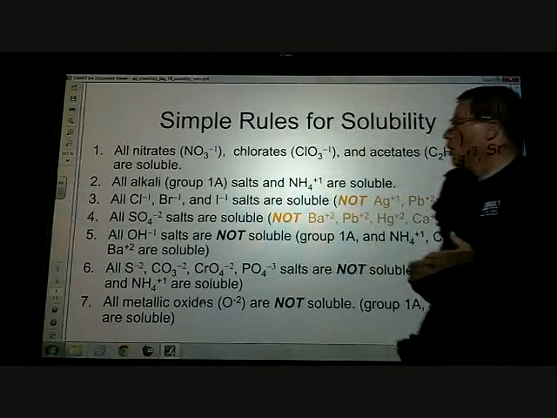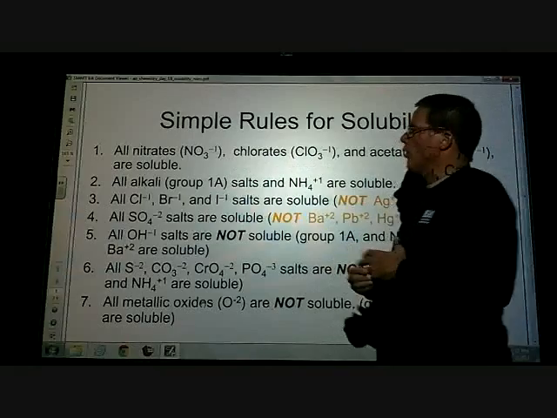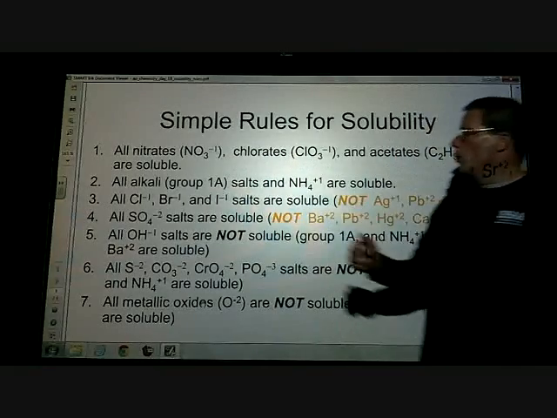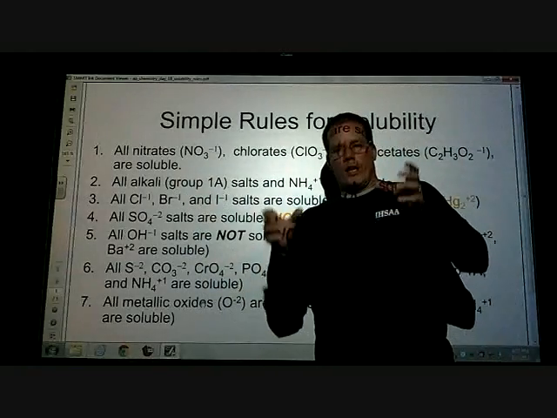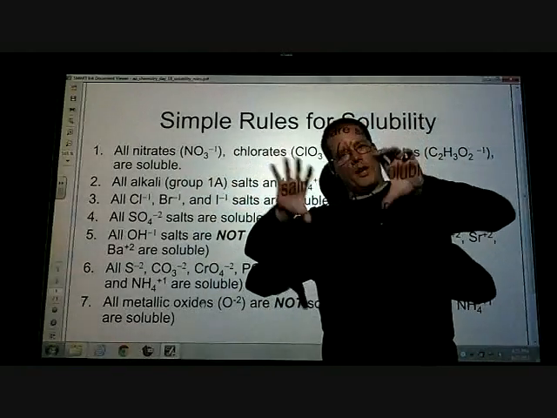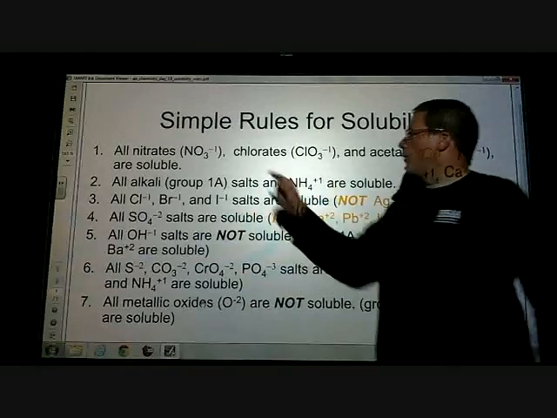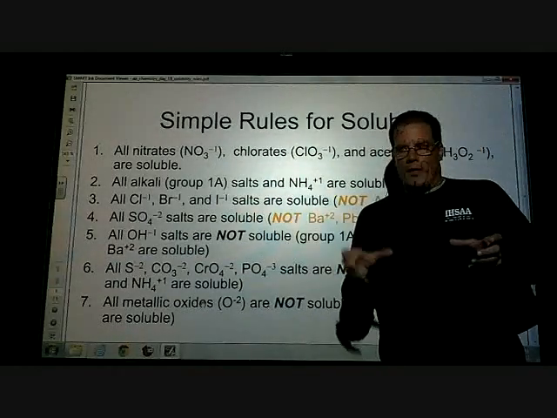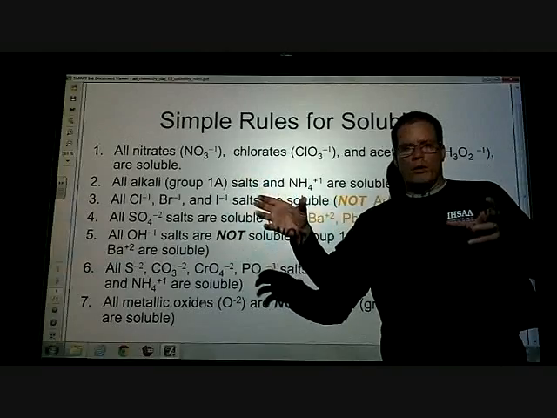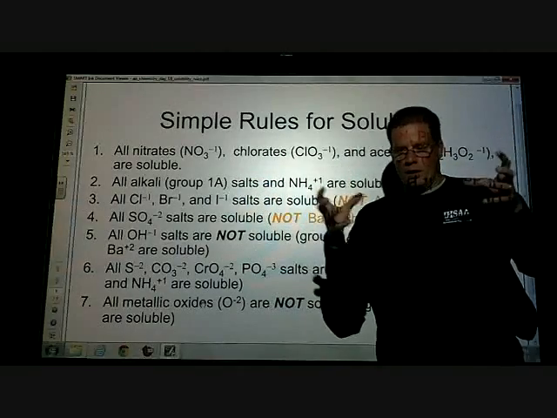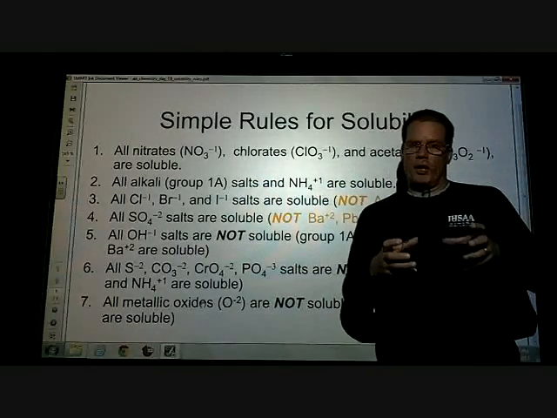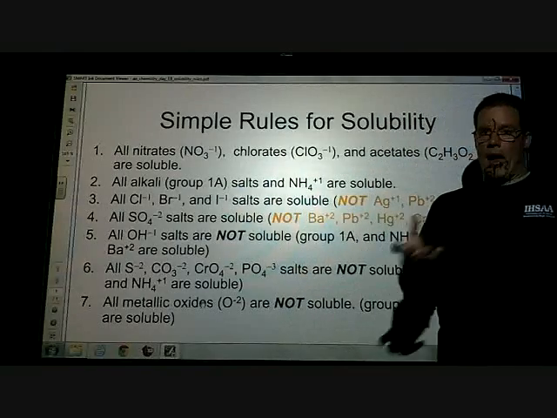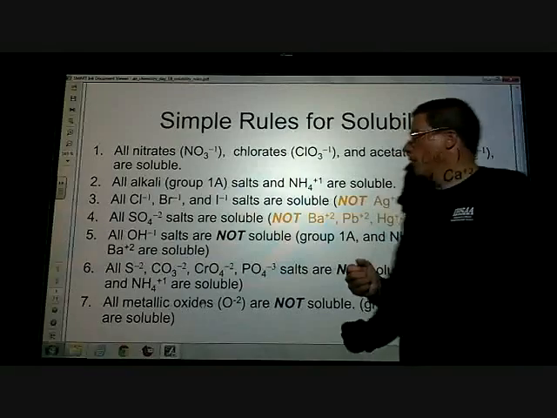So rule number 1 says all nitrates, chlorates, and acetates are soluble. So when we talk about soluble, we're talking that it starts off clear and remains clear after we pour these together. So if these are the non-metals that are in the solution and they're mixing with some other metal and they combine, they're not going to form a precipitate. So soluble means that it starts off clear, it remains clear after the reactants have had a chance to get together.